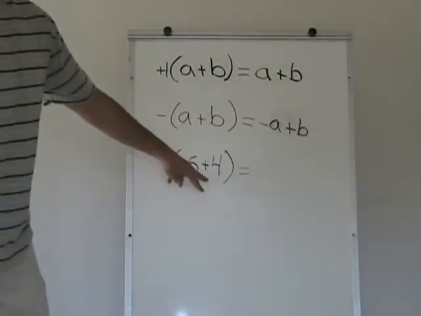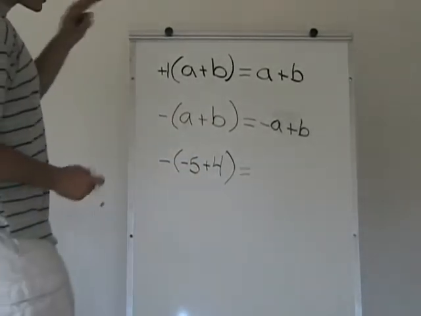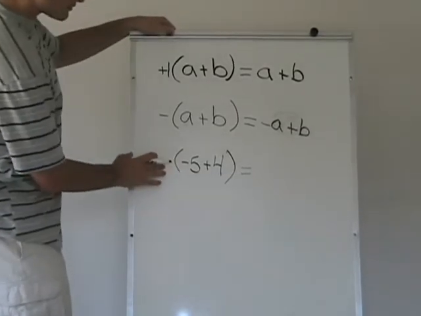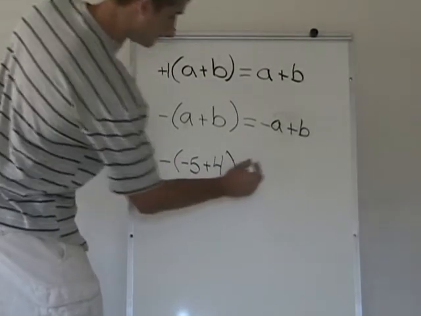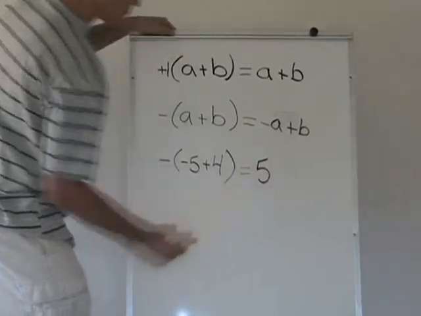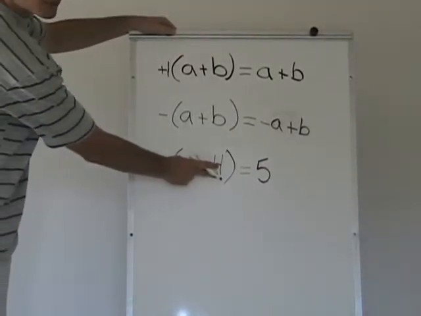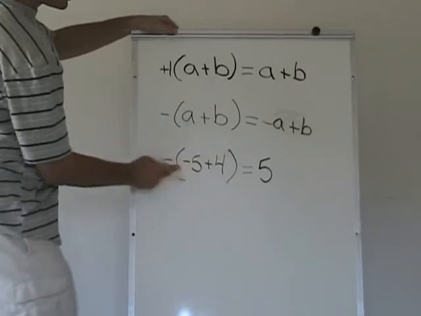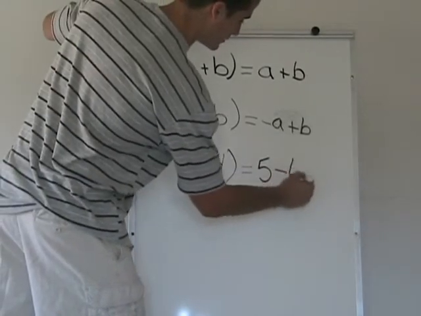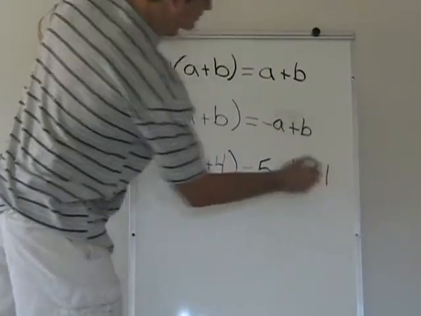If you have numbers inside the parentheses, you do the same thing. Take the -1 times the -5 and get 5. The -1 times the 4 gives you -4. So 5 minus 4, and then 5 minus 4 is equal to 1.